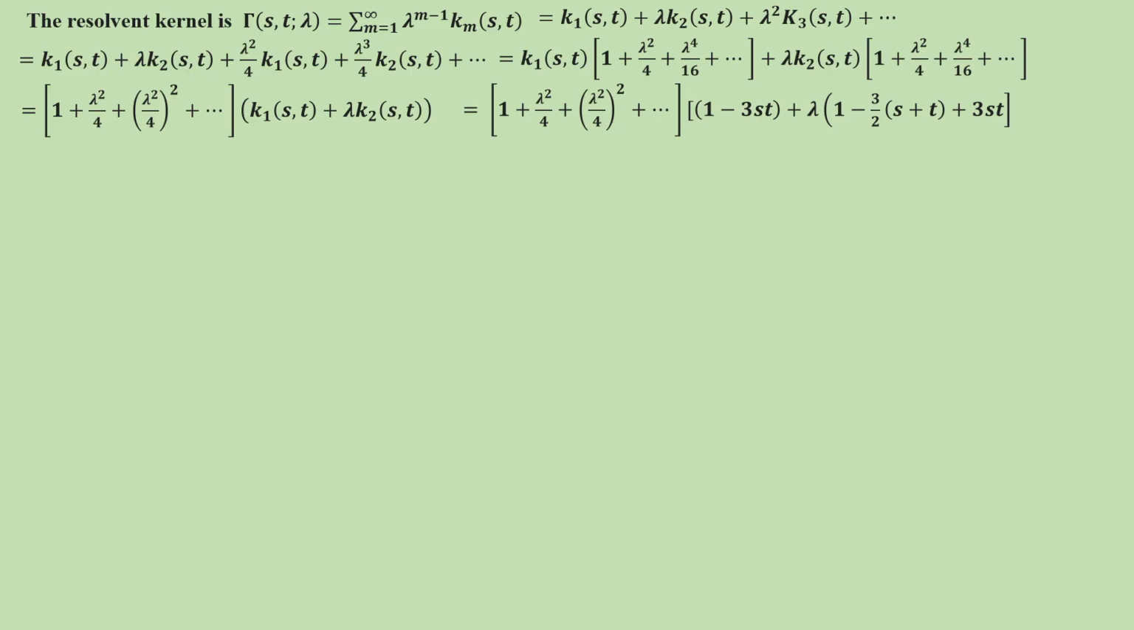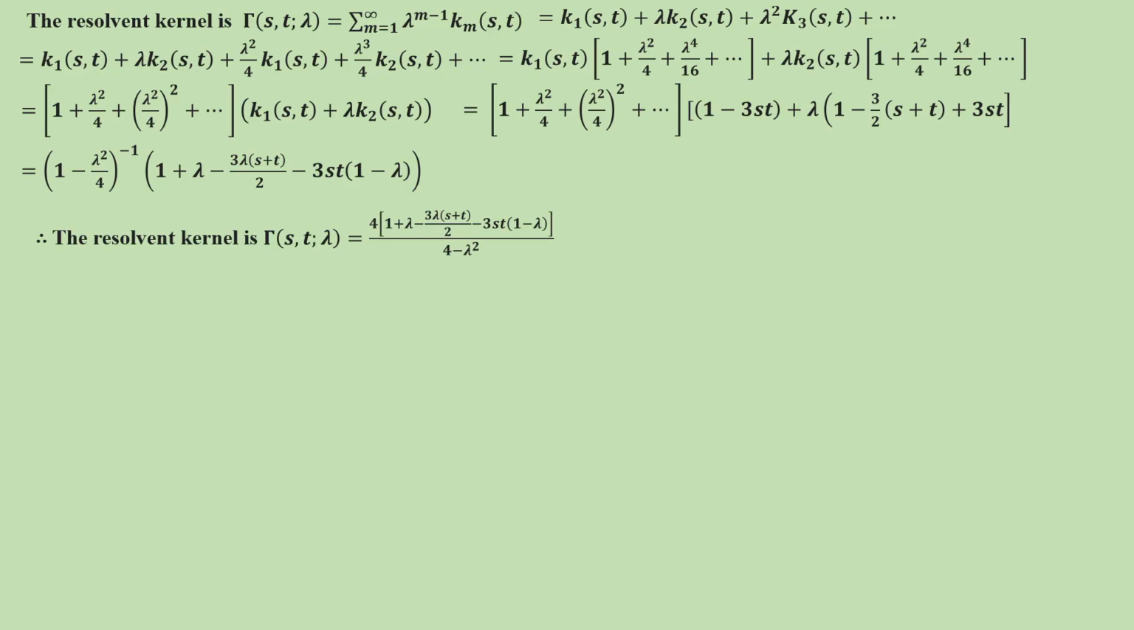Plus lambda into (1 minus 3/2 (s plus t) plus 3st), right? So substituting the values of k1 of s,t and k2 of s,t. So that is equal to (1 minus lambda square by 4) whole power minus 1. So for this expansion, put x equal to lambda square by 4. So 1 plus x plus x square plus etc can be written as (1 minus x) whole power minus 1. So instead of x you have lambda square by 4. So (1 minus lambda square by 4) whole power minus 1. Remaining terms: 1 plus lambda minus 3 lambda of (s plus t) into (s plus t) by 2 minus 3st into (1 minus lambda).